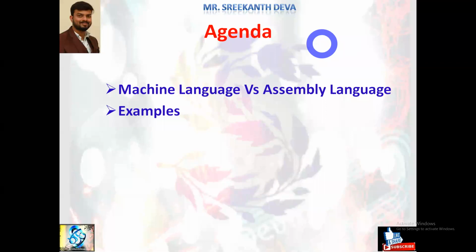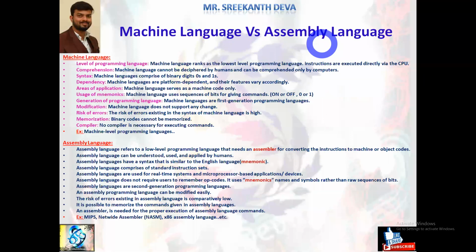So the agenda of this session is the difference between machine language and assembly language. What are the major differences between machine language versus assembly language, with suitable examples? We will try to discuss. Okay. What are the differences between machine language and assembly language?